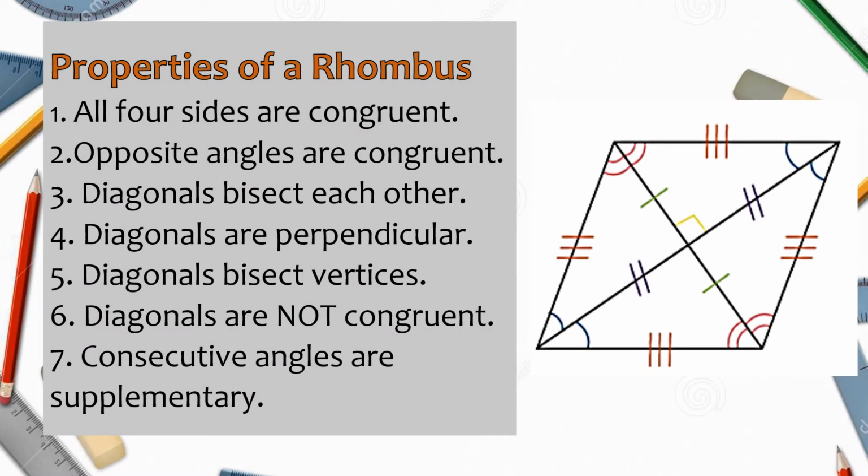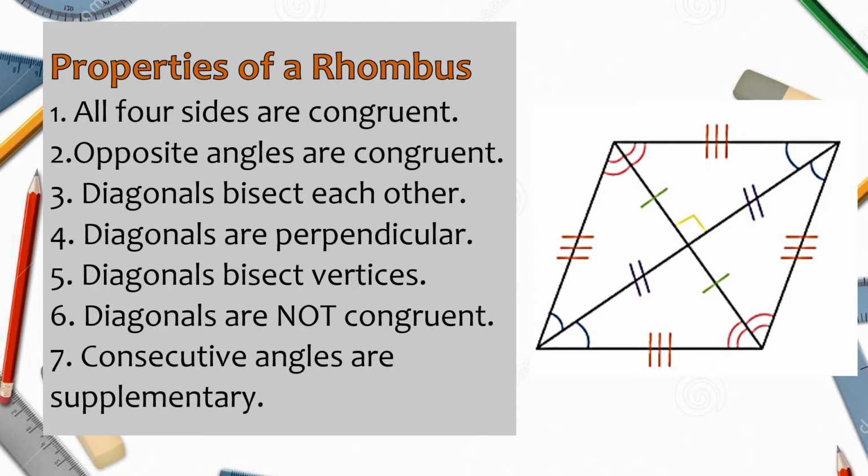To start this video, let us have a review. We have discussed the properties of a rhombus. We have 7 properties. These are, first one, all 4 sides are congruent, meaning lahat ng sides ng isang rhombus ay congruent or equal ang measurement. Second one, opposite angles are congruent. Ibig sabihin, ang magkatapat na angle, sila ay magkakongruent or same measurement.